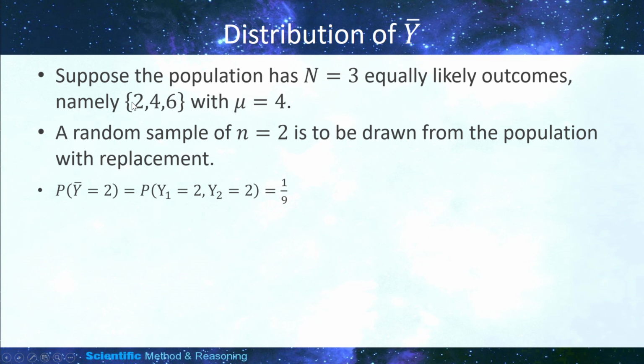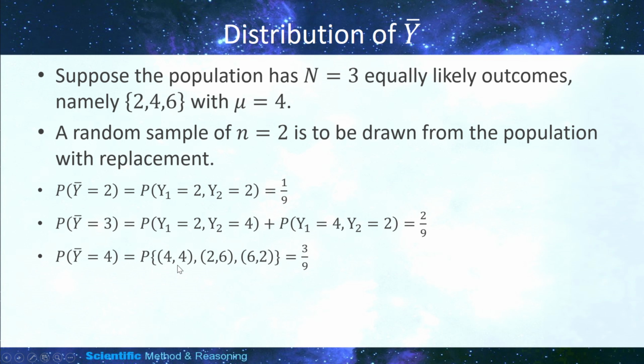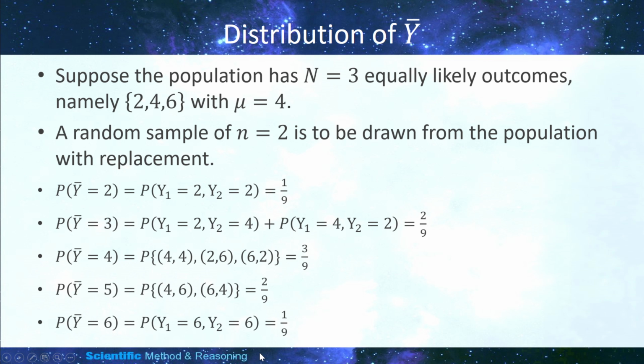And similarly, we can have the first one being a 2 and the second one being a 4, or the first one being a 4 and the second one being a 2. That will contribute to the event of the sample mean equals 3, with probability 2/9. And the sample mean can be 4 based on these 3 possible outcomes: 4 and 4, 2 and 6, and 6 and 2, with probability 3/9. It could be 5 and it could be 6.